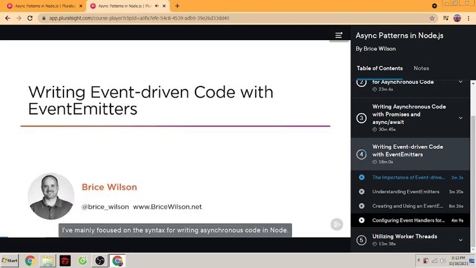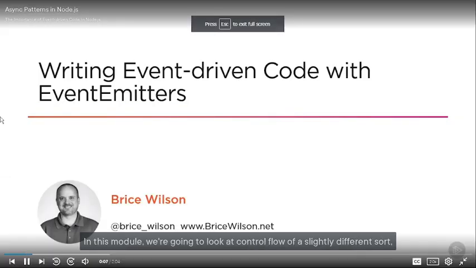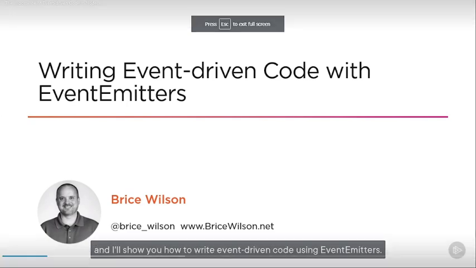So far in this course, I've mainly focused on the syntax for writing asynchronous code in Node. In this module, we're going to look at control flow of a slightly different sort, and I'll show you how to write event-driven code using event emitters. Event-driven programming basically describes a style of programming in which the flow of your program is at least in part determined by the events that occur as the program executes.